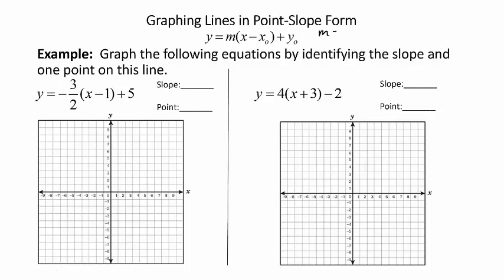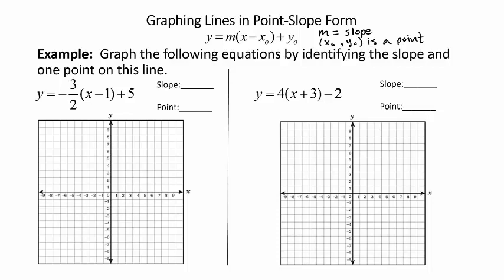Now, in this case, m is the slope, right? Both in point slope form and in slope intercept form, m is the slope. And x naught, y naught is a point on the graph of the equation. Okay, so keeping that in mind, basically the only difference between graphing something in point slope form and graphing something in slope intercept form is that slope intercept form gives you a y-intercept and point slope form gives you a point. That's probably not the y-intercept.